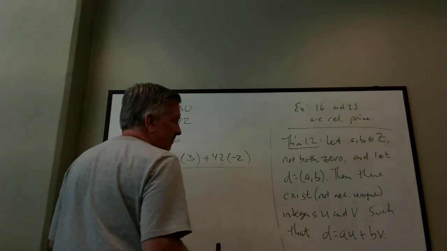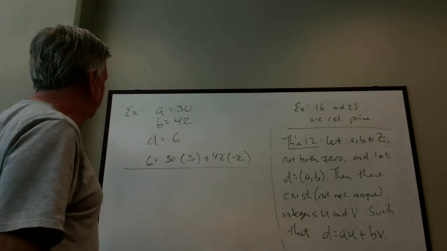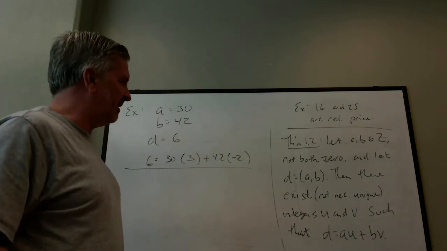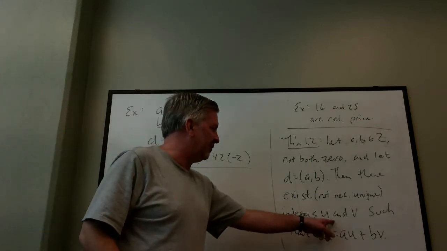Notice the theorem doesn't say how to find it. I'm sure there are algorithms to do that, but I think when we use this later, we don't need to necessarily know what they are. We just need to know that the u and the v exist.